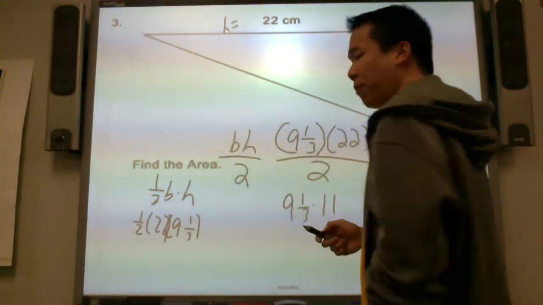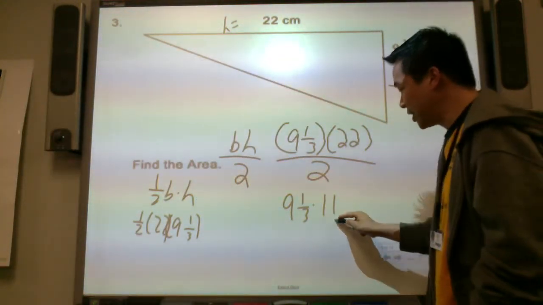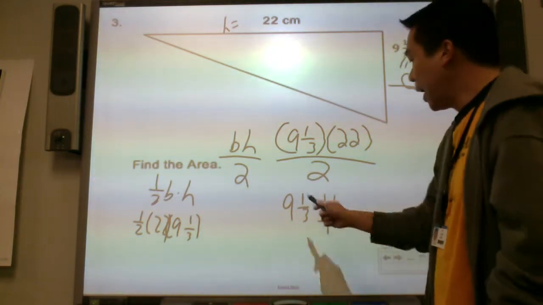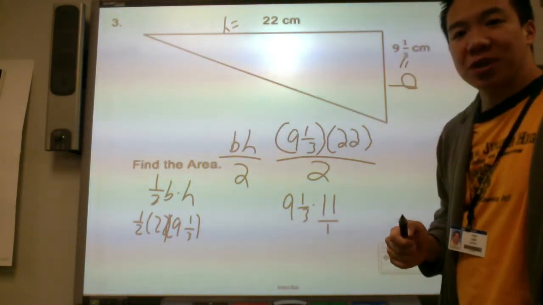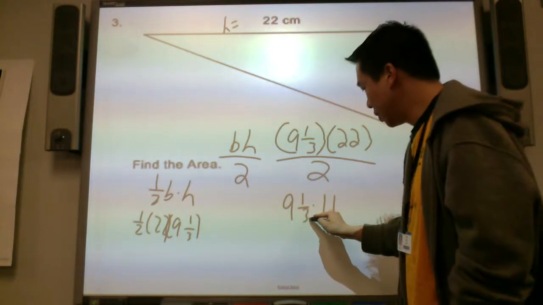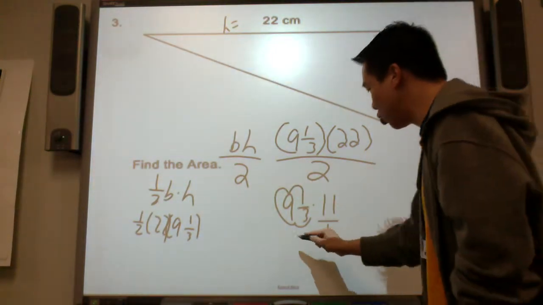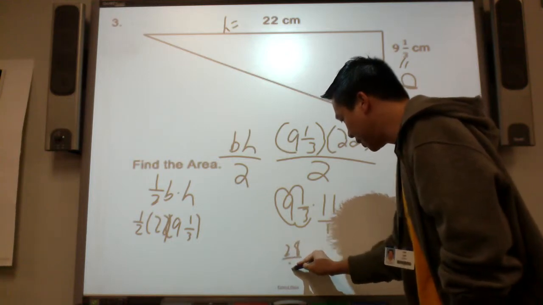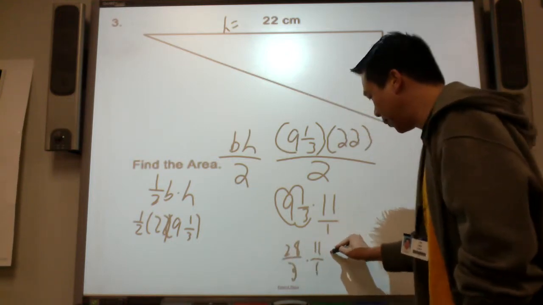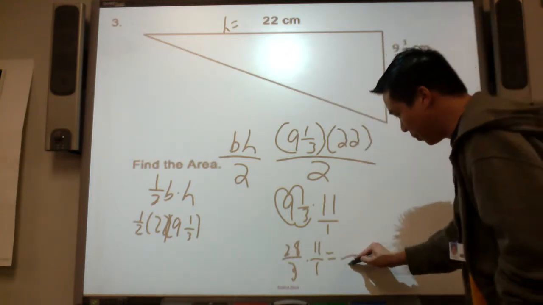So what do you remember about multiplying fractions? Well, 11 has to be a fraction, so put 11 over 1. How do you write 9 1/3 as a mixed number into an improper fraction? Popcorn method for me. 3 times 9 is 27. 1 more is 28/3 times 11 over 1. So I know it's going to be a third there.